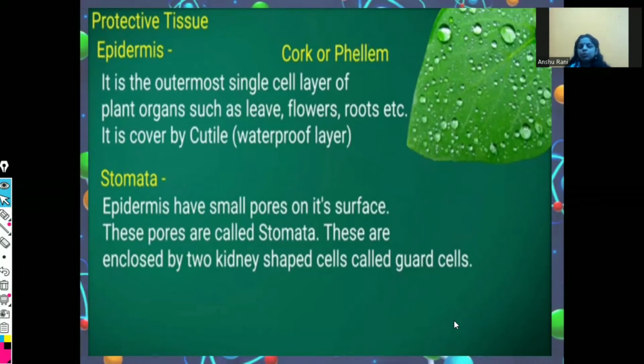लीव्स के सरफेस के ऊपर छोटे छोटे पोर्स होते हैं जिनके थ्रू गैसेस का एक्सचेंज होता है. They are covered by guard cells. इस तरह से ये गार्ड सेल बंद होते हैं तो गैसेस will not exchange. जब ये खुलते हैं तो इनके अंदर से गैस बाहर और बाहर से गैस अंदर आ जाती है. ये ऑस्मोटिक प्रेशर को रेगुलेट करके रखते हैं गार्ड सेल्स.